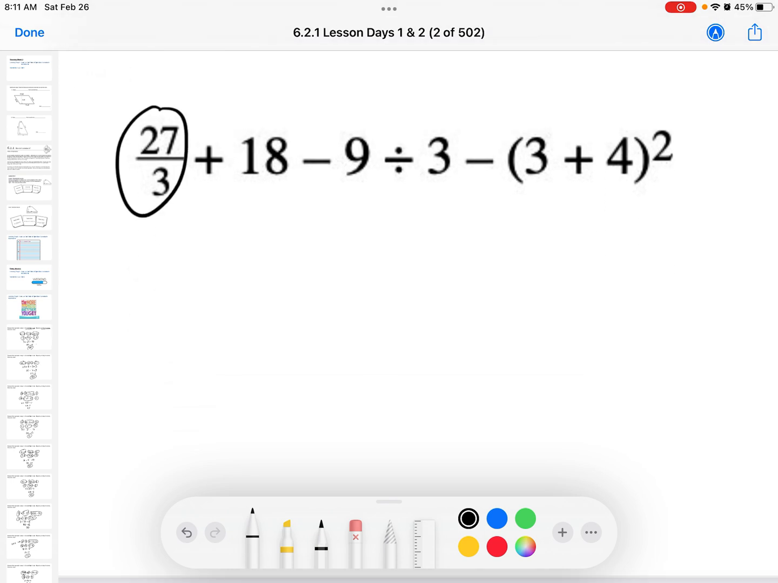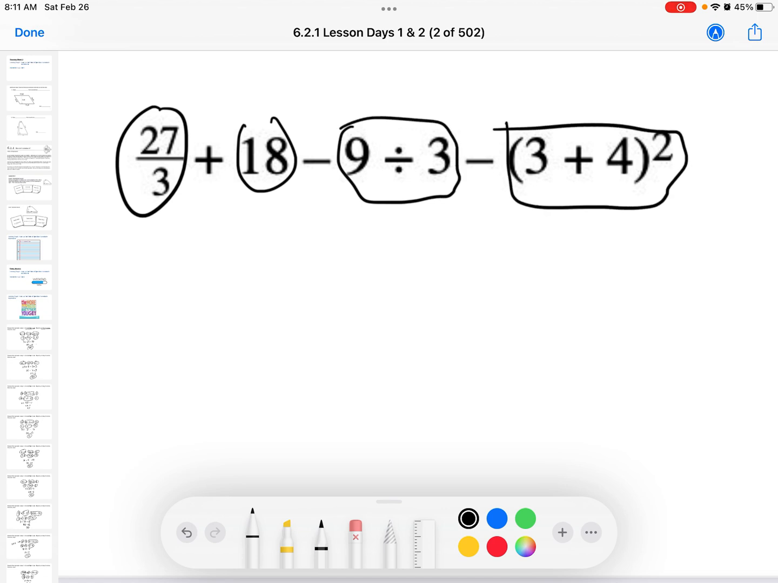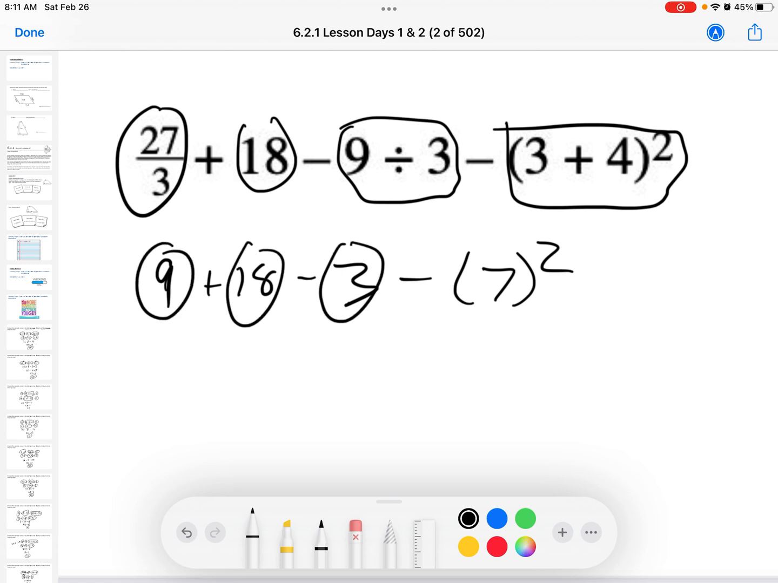1, 2, 3, 4. 27 divided by 3 is 9, plus 18 minus 9 divided by 3 is 3, minus, in parentheses, 7 we have to do first before. Why would we add before we do exponents? Because we have to group and do those first, right? So we still have some terms, so we circle those terms, right?